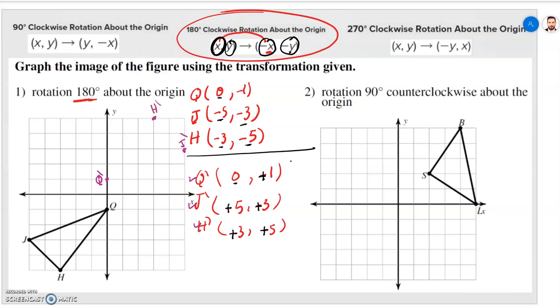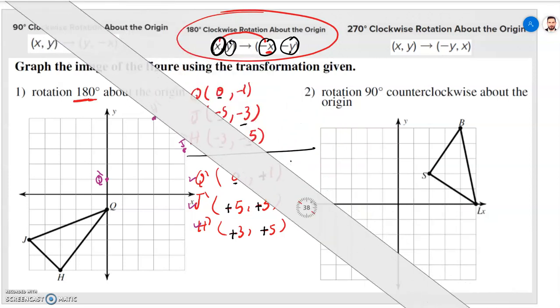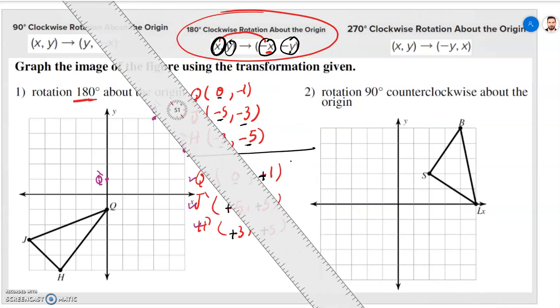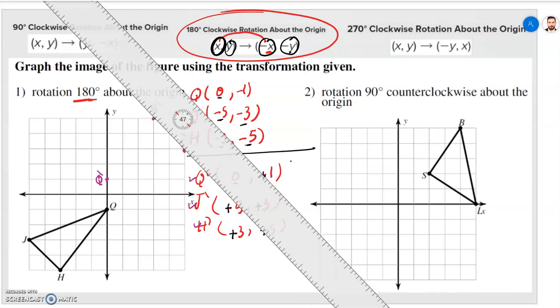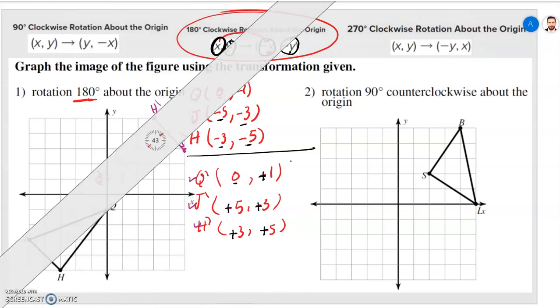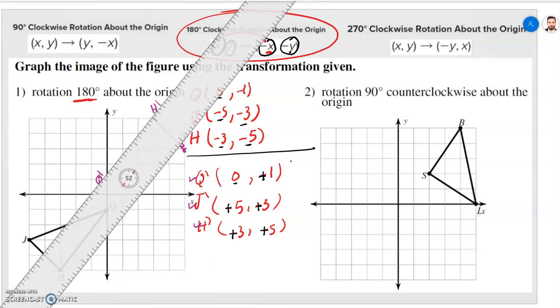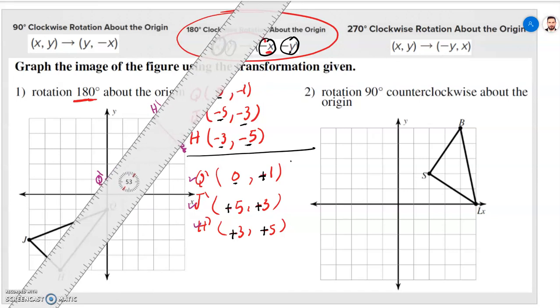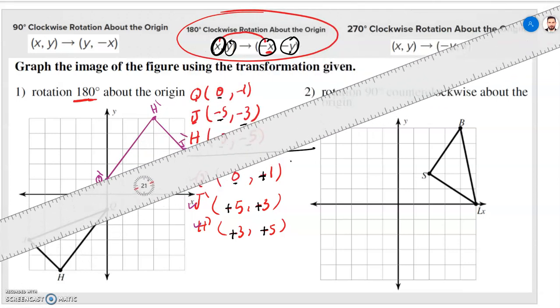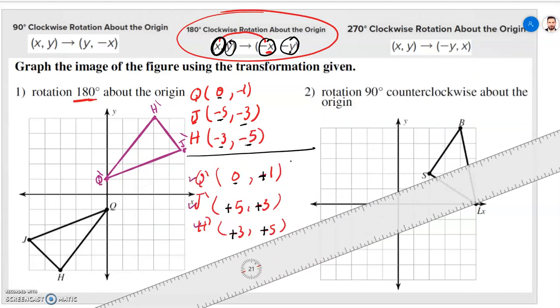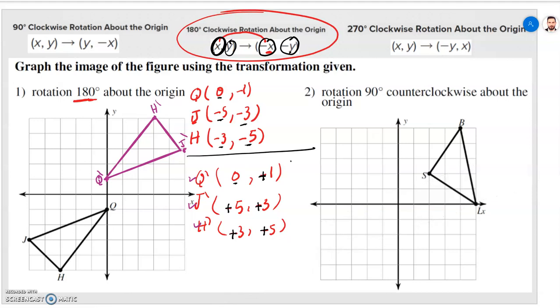This is H dash. Then I'm going to use my ruler to match between H dash and J dash, like this. I will match between H dash and Q dash, and between J dash and Q dash. So the triangle will be like this after rotating 180 degrees. I hope that you understand from me.